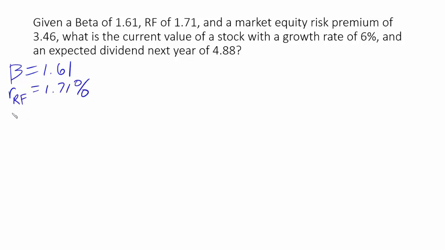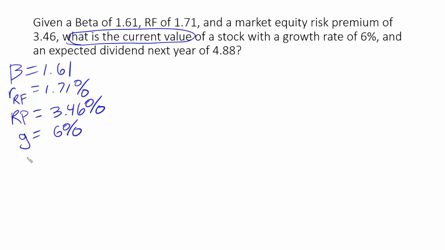We are showing a risk premium, not return on the market, risk premium of 3.46%. And we're trying to now figure out what is the current value of this particular stock. We are showing a growth rate of 6% and an expected dividend next year, not this year, but next year, which means that's going to be D1 of $4.88.